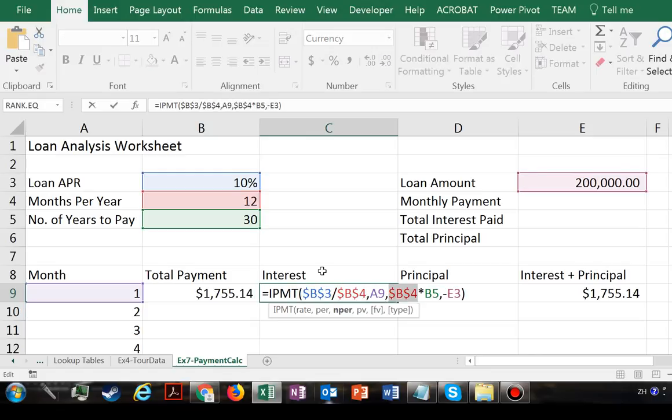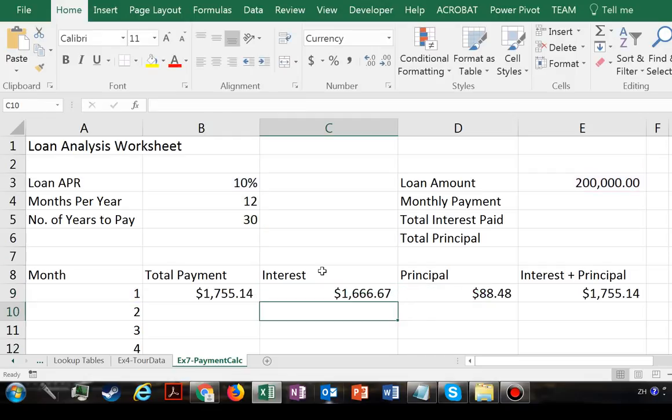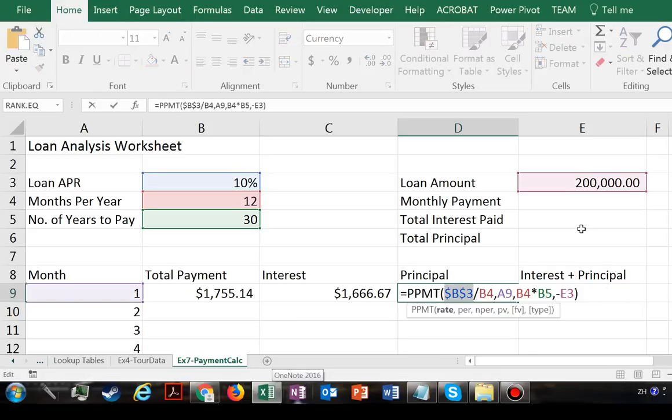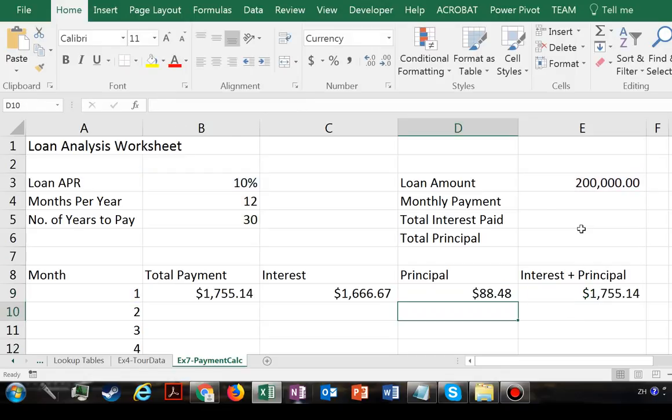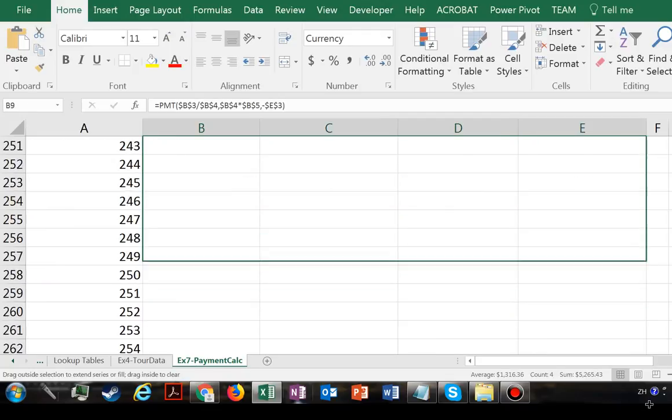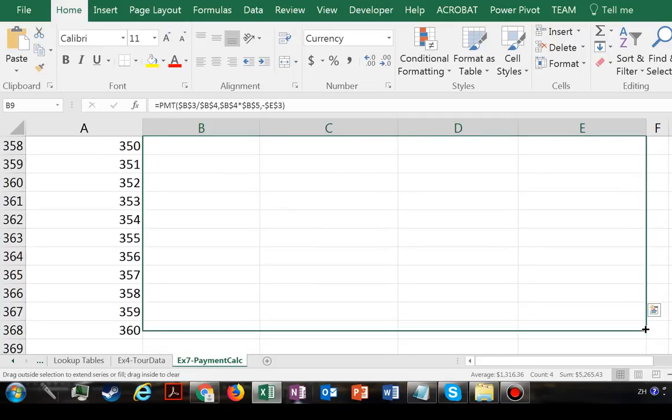We don't need A9 to be absolute because this is going to change along with the payment period that we're calculating the interest and the principal for. So we just need the loan APR, months per year, and number of years to pay, and the loan amount to be absolute. Okay, now we can copy these four all the way to row 368.